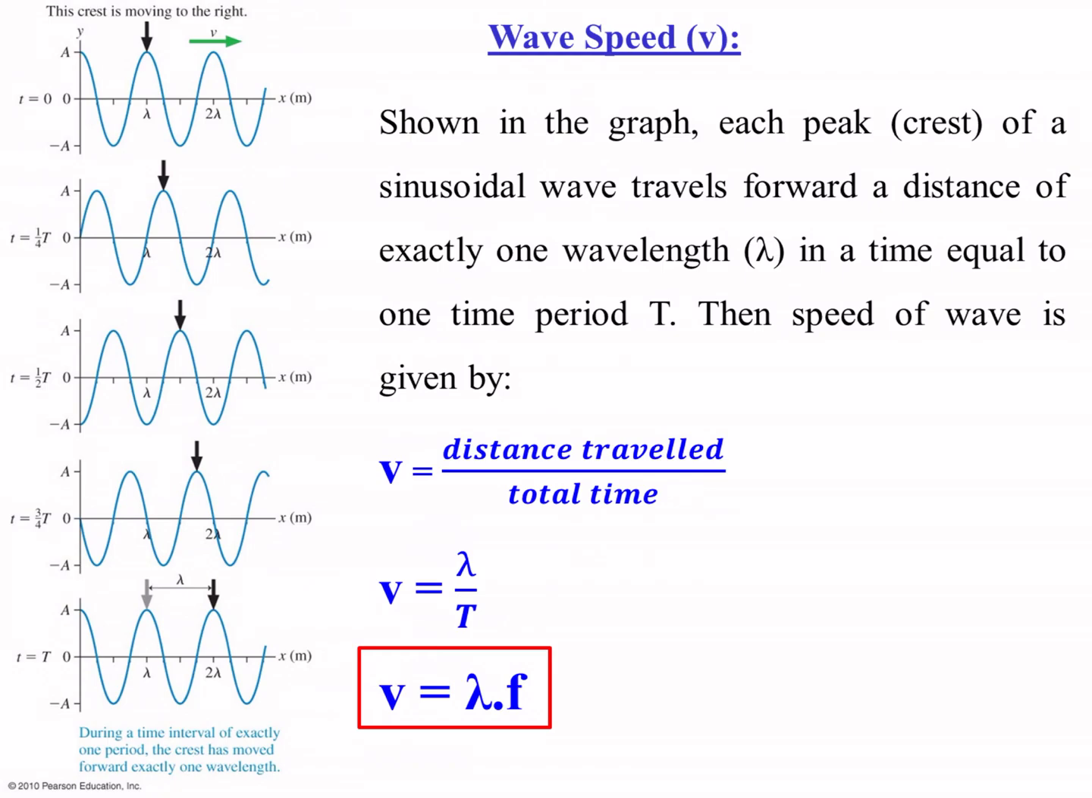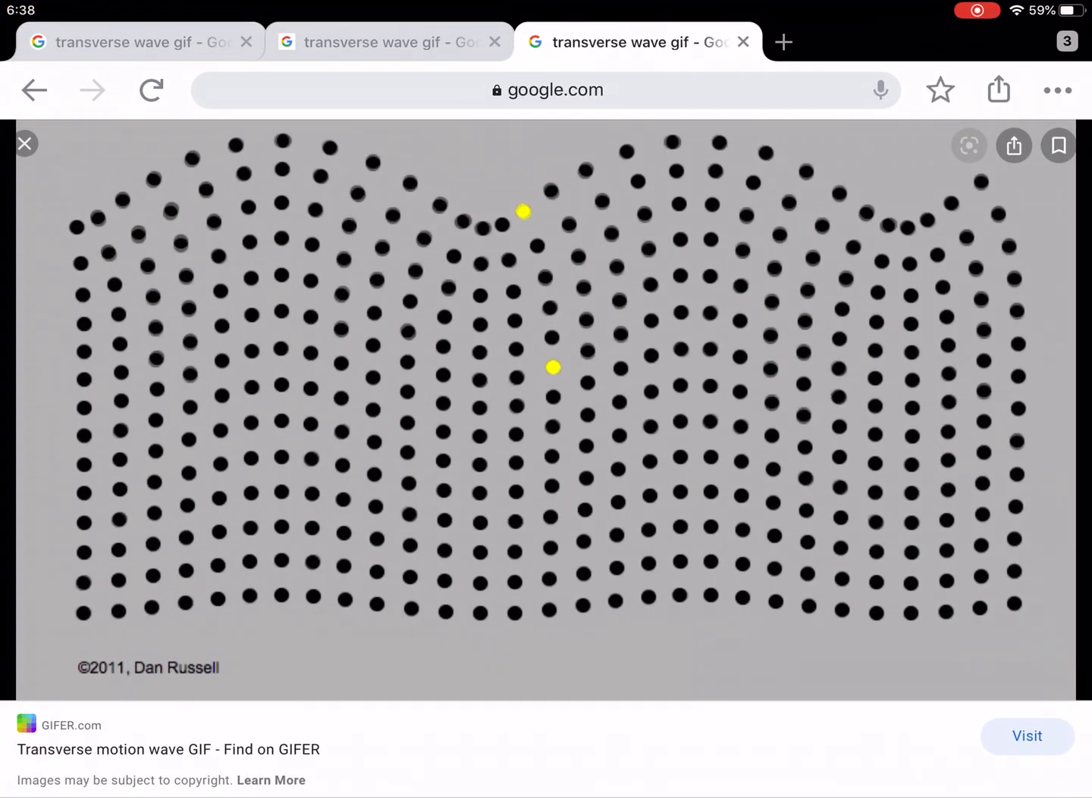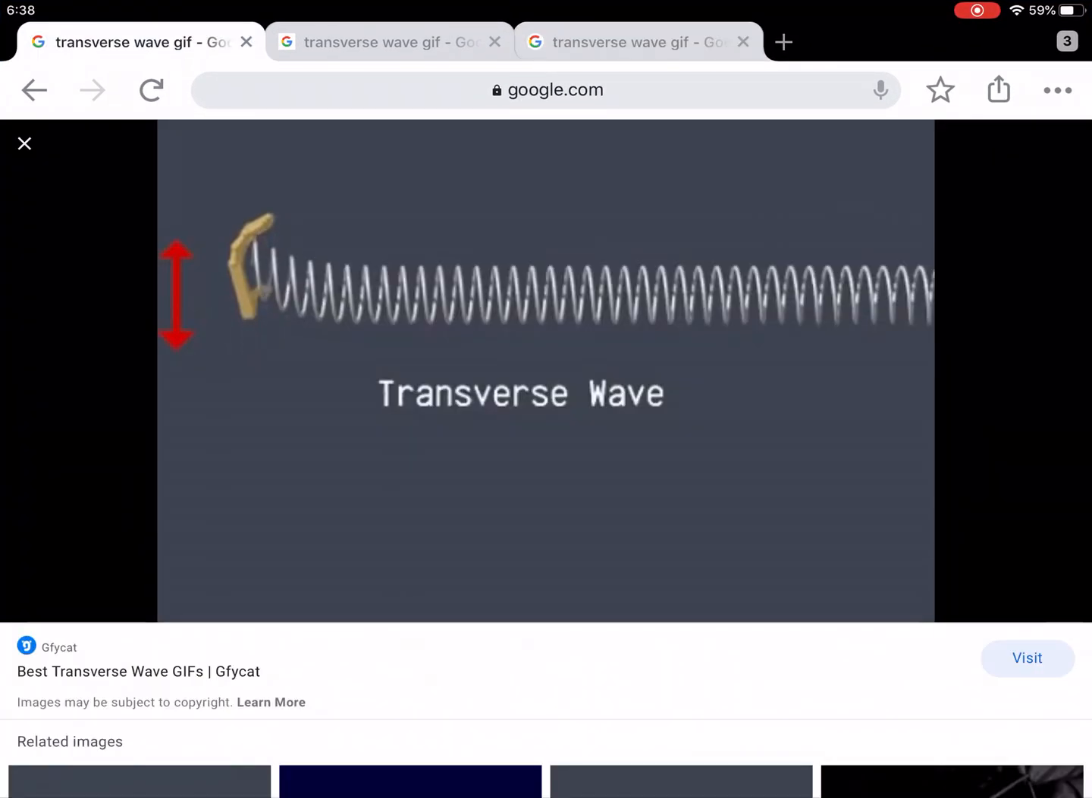And the wavelength is determined by the medium. I think I already said that, but you can change the wavelength of a traveling wave by changing the driving frequency, right? This would be like, if we go back to this picture, right?